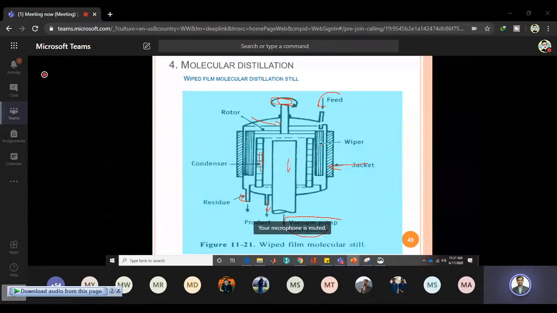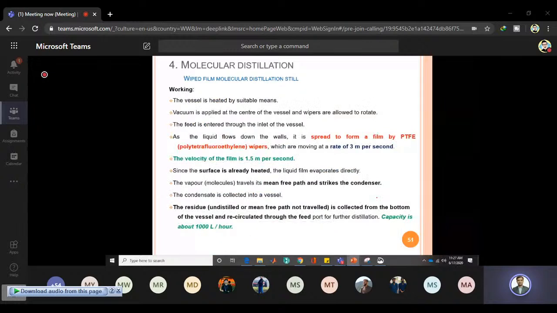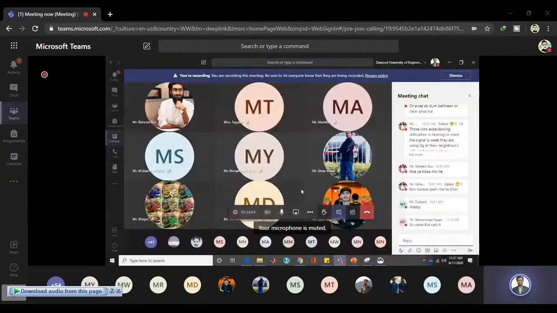Okay, this was about molecular distillation. I think we have already gone through the majority of the concept of this phenomenon. Okay, if you have any questions, I'm taking you online here, please ask, and then we'll be moving ahead. Okay, it seems there are no questions. If so, I'm moving ahead.